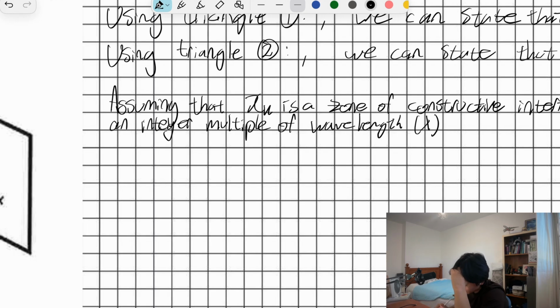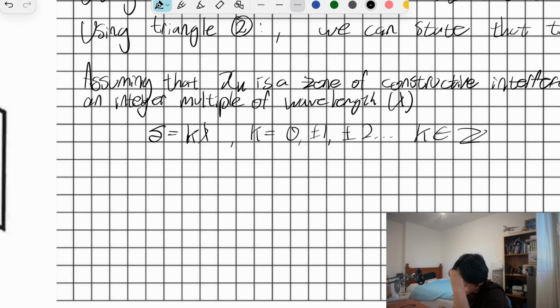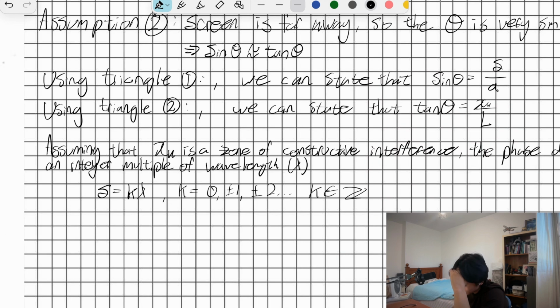right? And we can express this as delta is equal to k times lambda, where k is equal to 0, plus or minus 1, plus or minus 2, etc. Or we can just say k belongs to the natural numbers, not natural numbers, my bad, it must be integers. Okay, what is the next step? The next step is combining these equations, right?